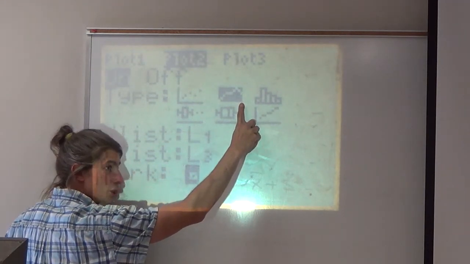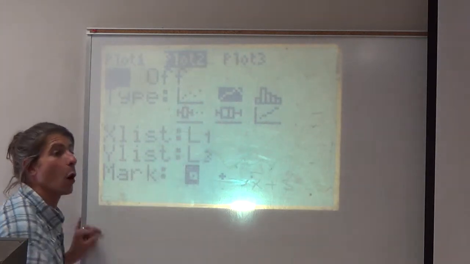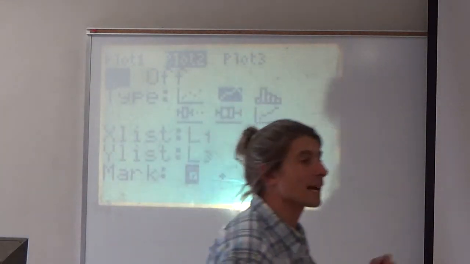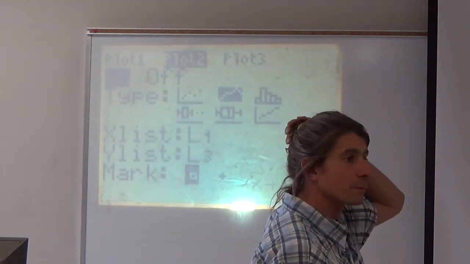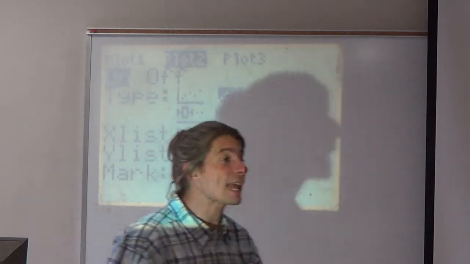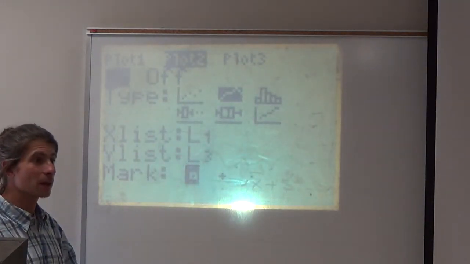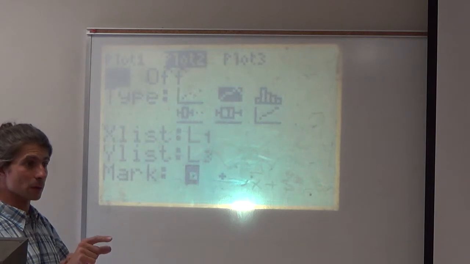Just arrow down to it, and then arrow over. So use your arrow buttons on the right side of your calculator. Do I hit enter? Yep, arrow and press enter to select. Does that make sense?